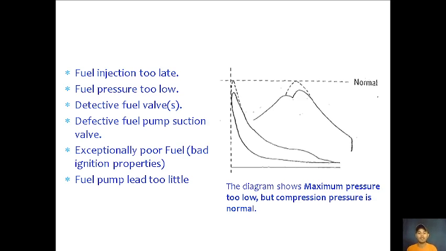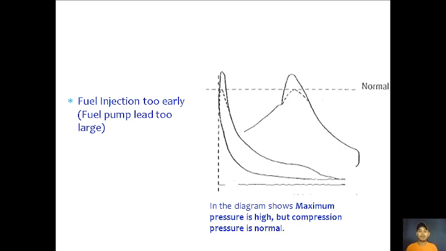Exceptionally poor fuel with bad ignition properties. If it has bad ignition properties, it will not combust at the right time. It will be delayed. And then fuel pump lead too little. If it's too little, there will also be a delay in your injection. So those are the possible problems in this diagram.